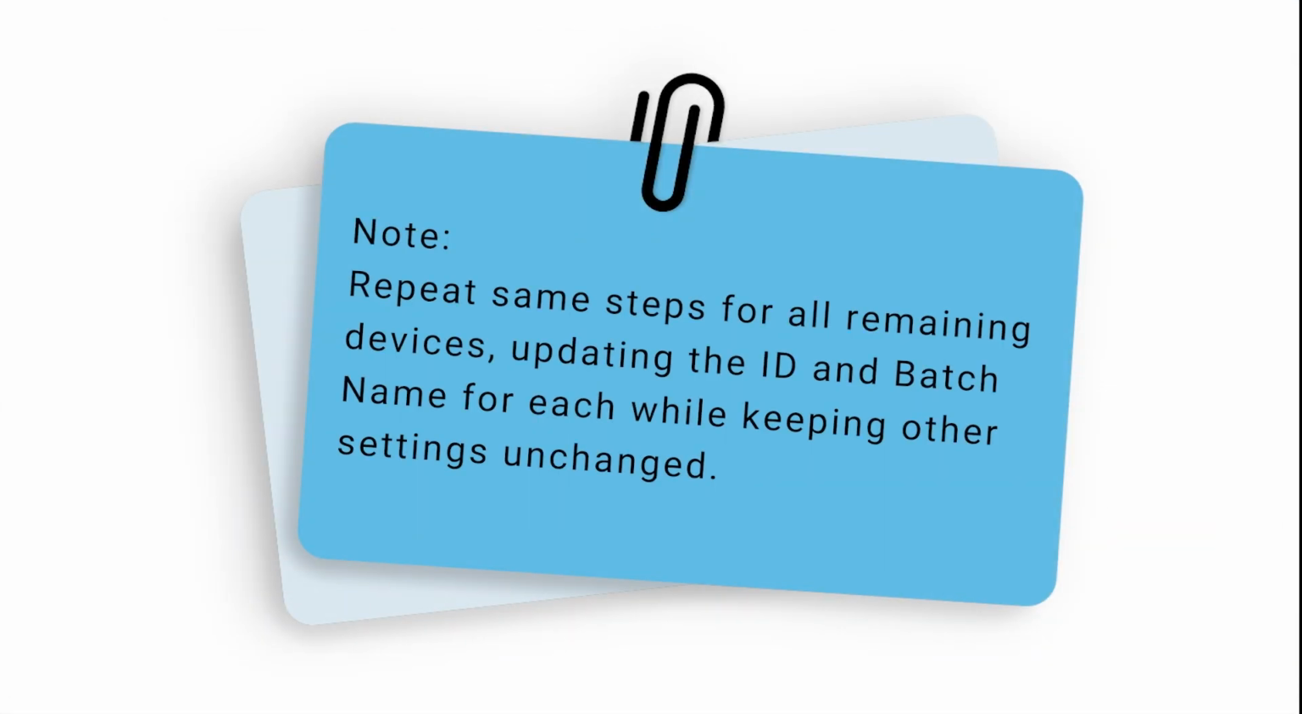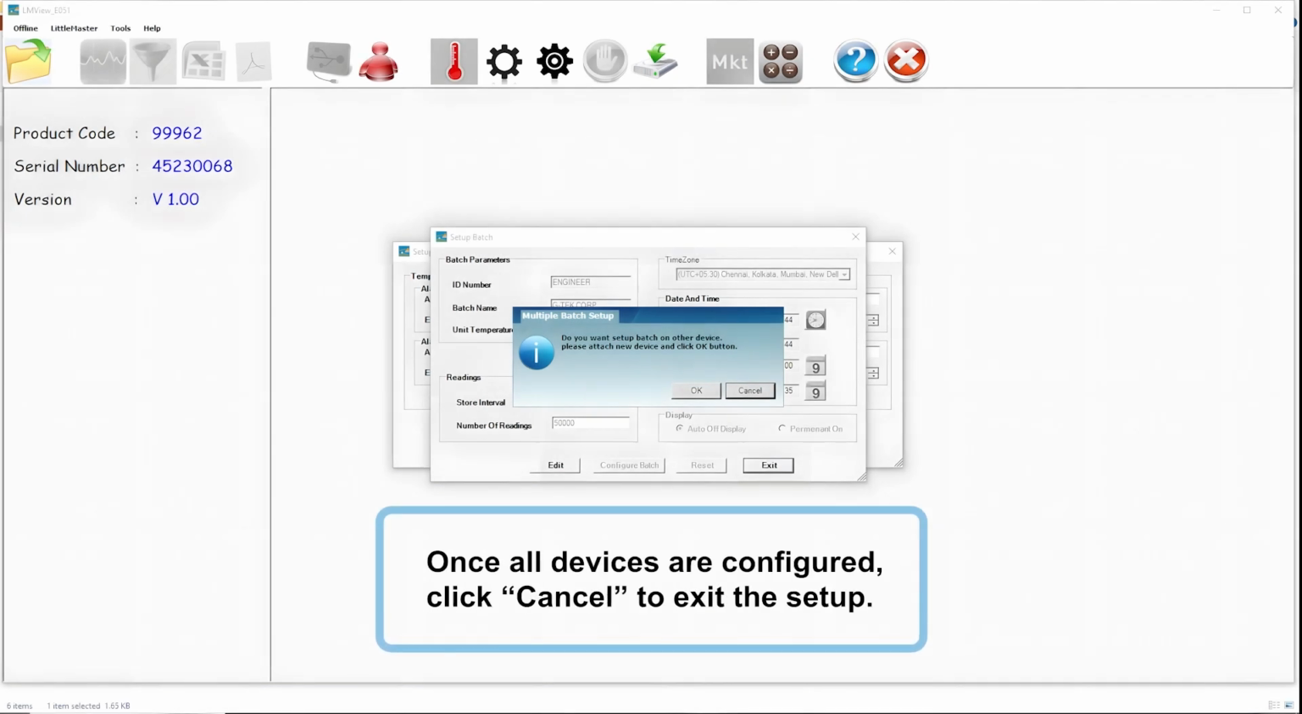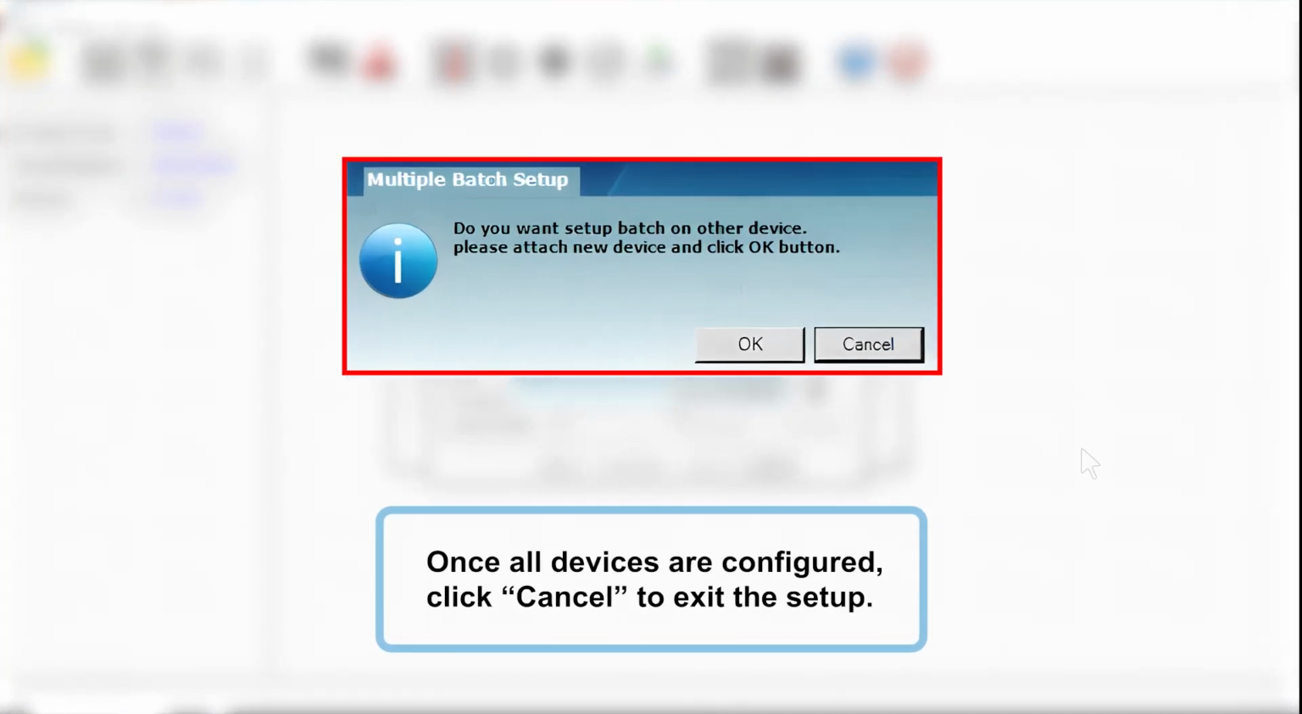Note: repeat same steps for all remaining devices, updating the ID and batch name for each while keeping other settings unchanged. Once all devices are configured, click Cancel to exit the setup.